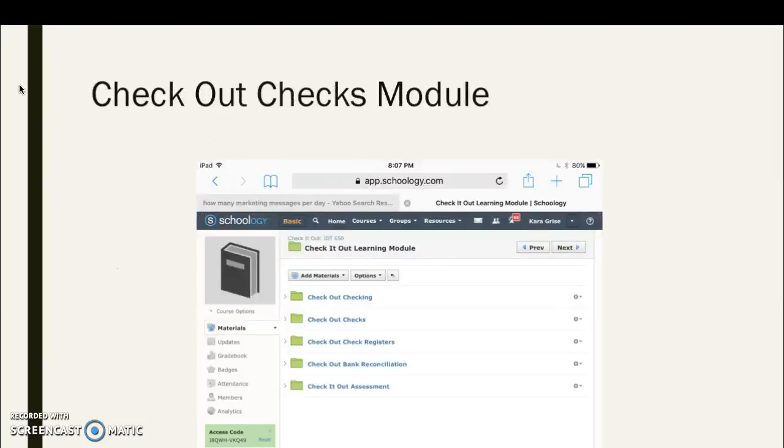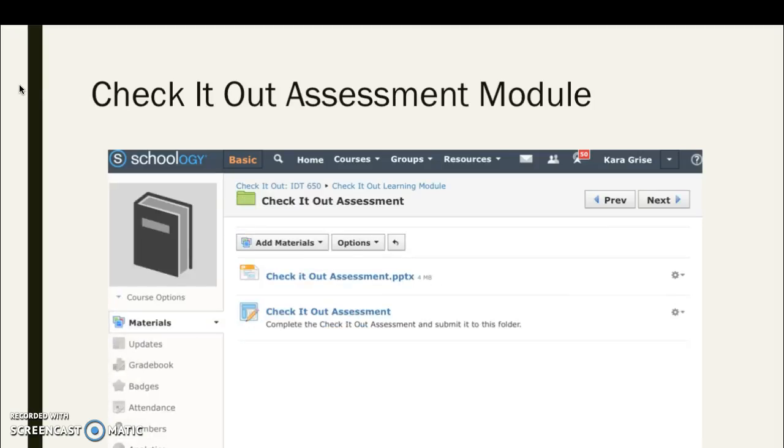Our learning module was built on the Schoology platform and is divided into folders by content. Students progress through the modules by clicking on the topic folders and then by clicking on the presentations. This is the final module that contains the assessment. After completing the assessment, they will upload it to the assessment folder.